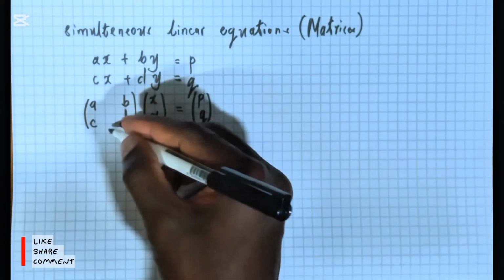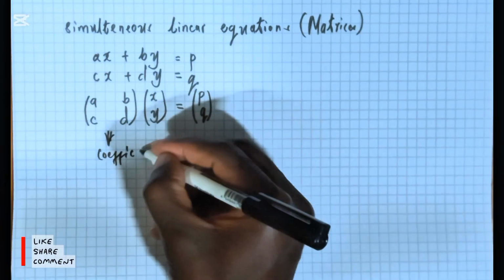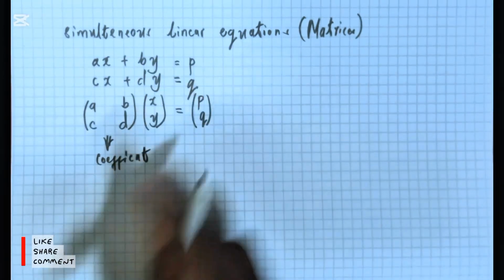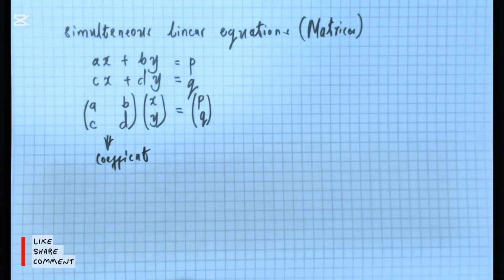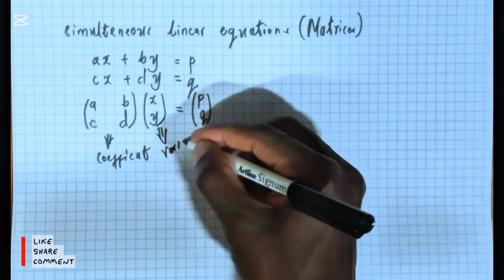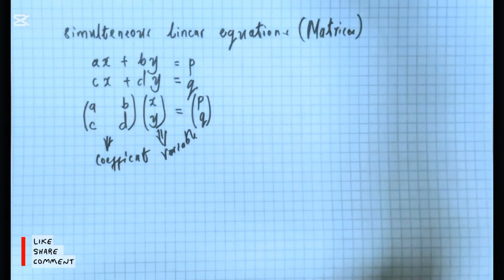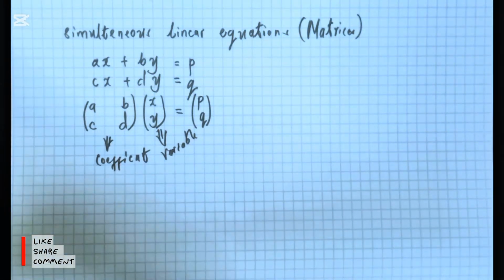So this here is the coefficient matrix. This here basically is the matrix that entails the coefficients, and this here is the variable matrix. So having arranged it in this particular manner, it becomes easy to then go ahead and solve it.